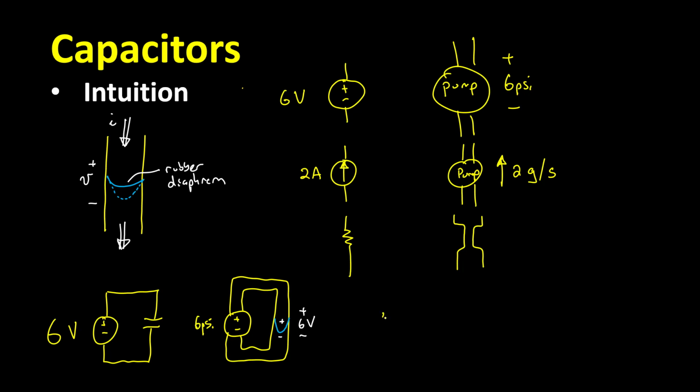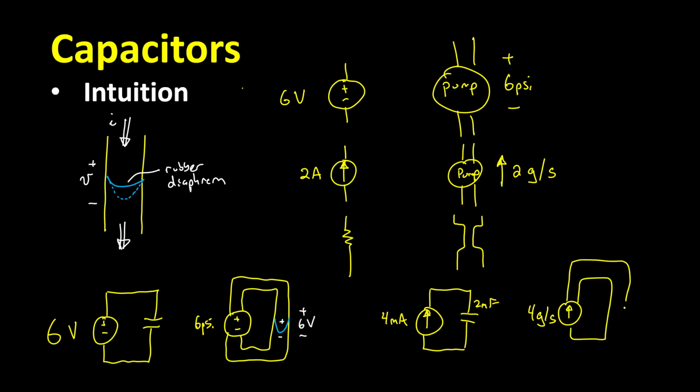Let's take another example. Let's say you've got a 4 milliamp current source, and it's pushing charge into a 2 millifarad capacitor. What does that look like? Well, now you've got a 4 gallon per second pump, and it is pushing current into this capacitor. And this capacitor starts out at time equals 0 flat, discharged, and there's no voltage across it.